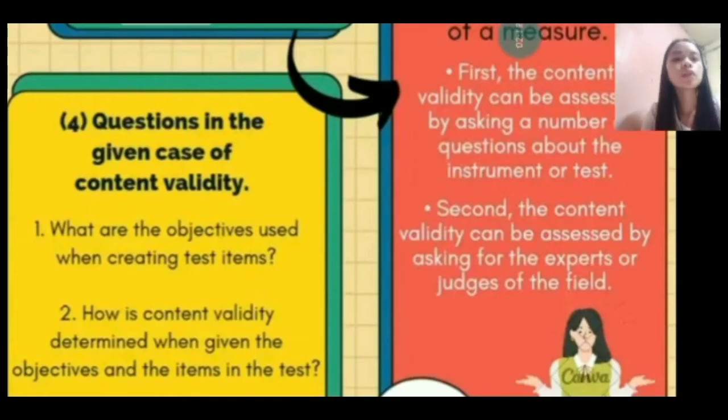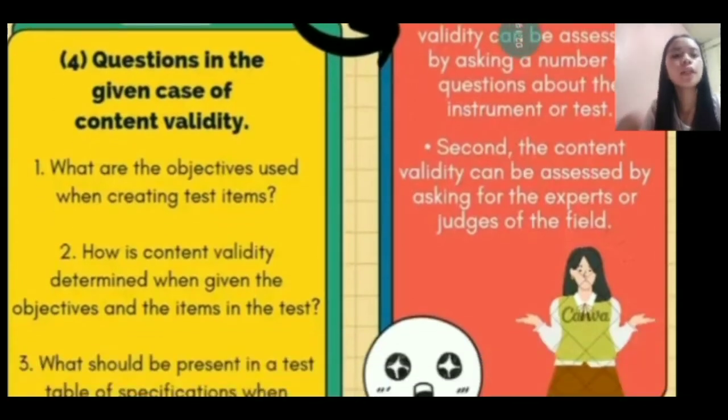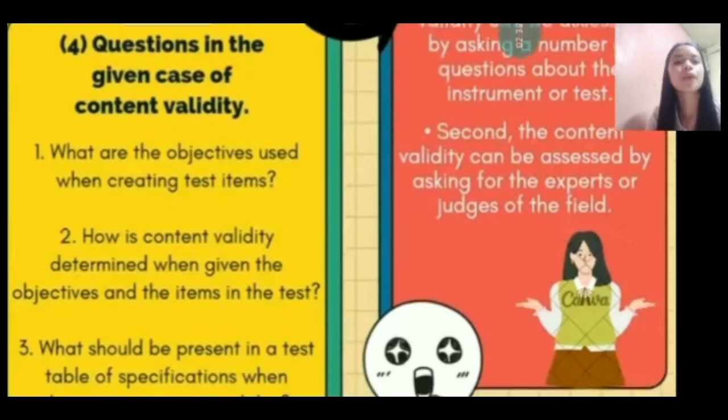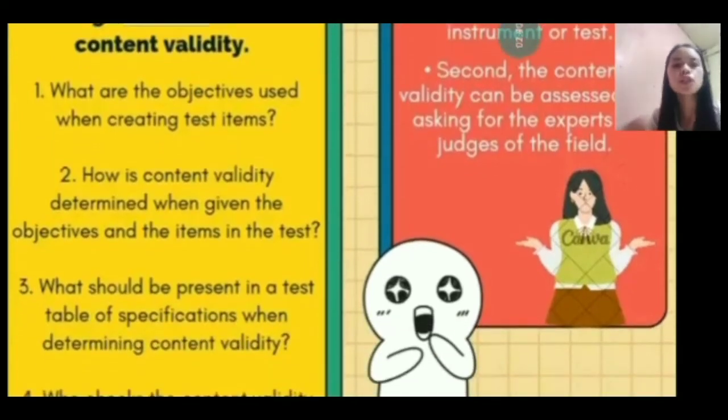So second, how is content validity determined when given the objectives and the items in the test? So the test item has content validity when it measures knowledge of content domains, which is designed also to measure the knowledge. Third, what should be present in a test table of specifications when determining content validity?